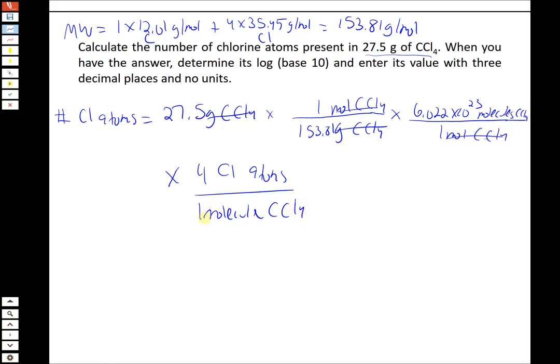And again, how did I get that number? Well, that's because the formula is CCl4. The little subscript of 4 tells us that 1 molecule of CCl4 has 4 chlorine atoms, or alternatively, 1 mole of CCl4 has 4 moles of chlorine. So however you interpret that number, you'll use it in the same way, but you have to make sure we multiply by that factor of 4.